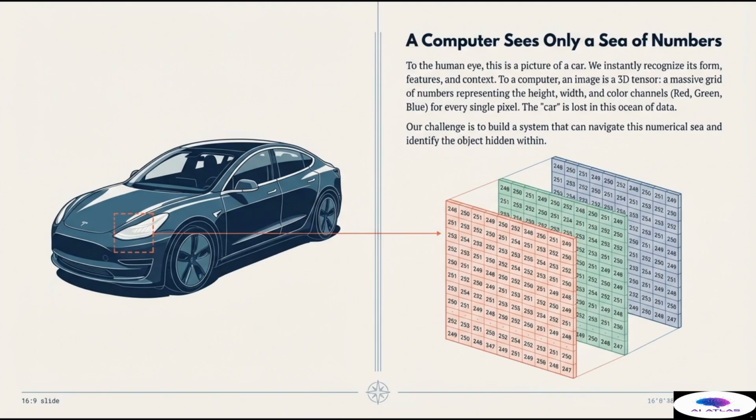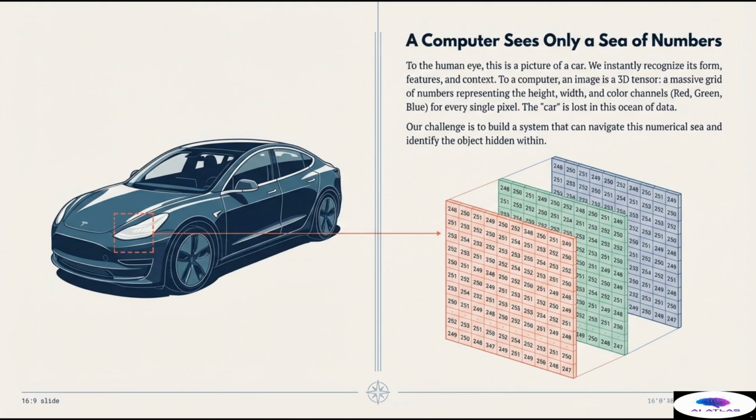To begin our investigation, we must first understand the raw data we are dealing with. For humans, looking at this image of a car is immediate. We instantly process its shape, function, and context. But a computer doesn't see a sleek automobile. It sees a 3D tensor, a massive, organized grid of numbers.